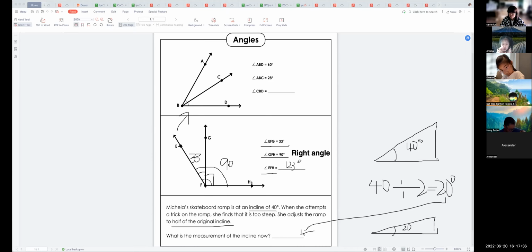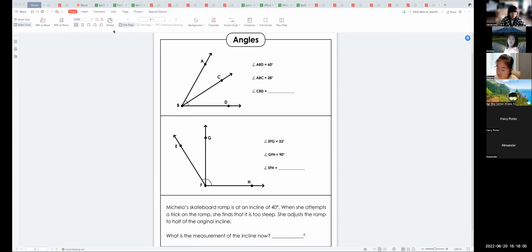Understand everybody? So the incline means an angle, right? So this is the angle of 40, and it's half of it. So half of it includes what? Just to divide it. Correct, everybody? So everybody, we're going to move forward, because I think everybody understands this one pretty well.